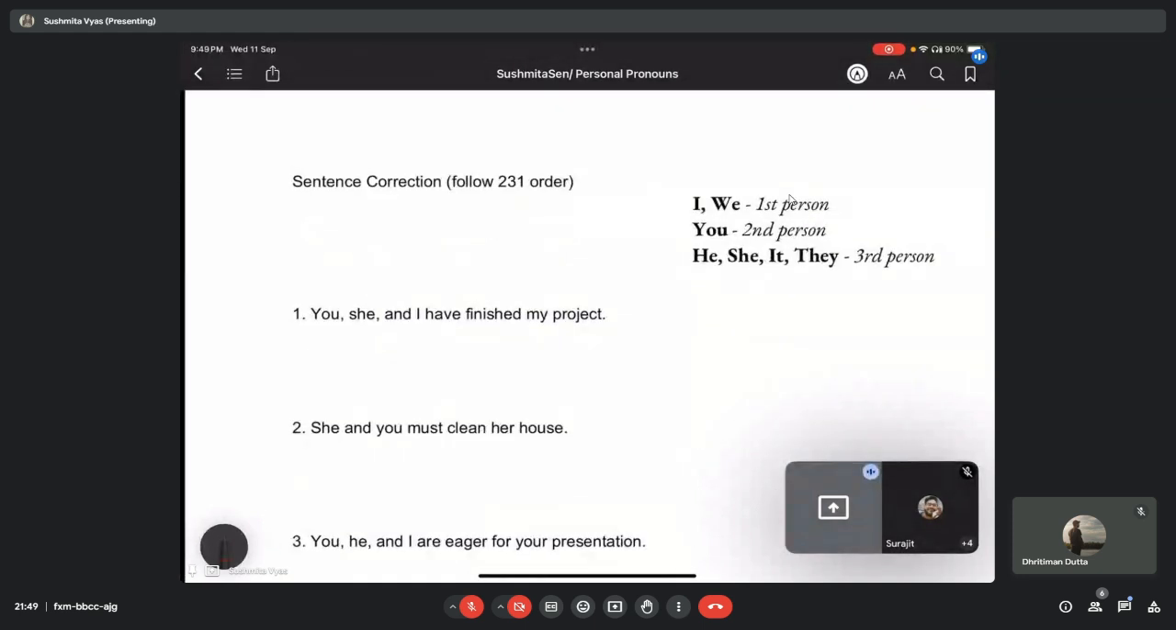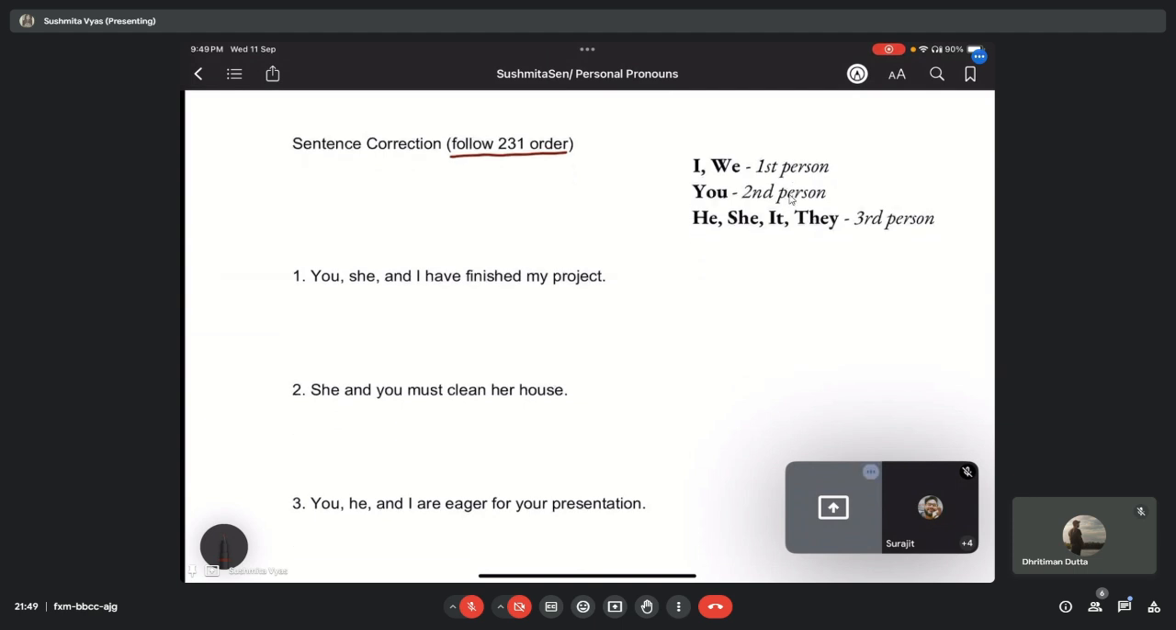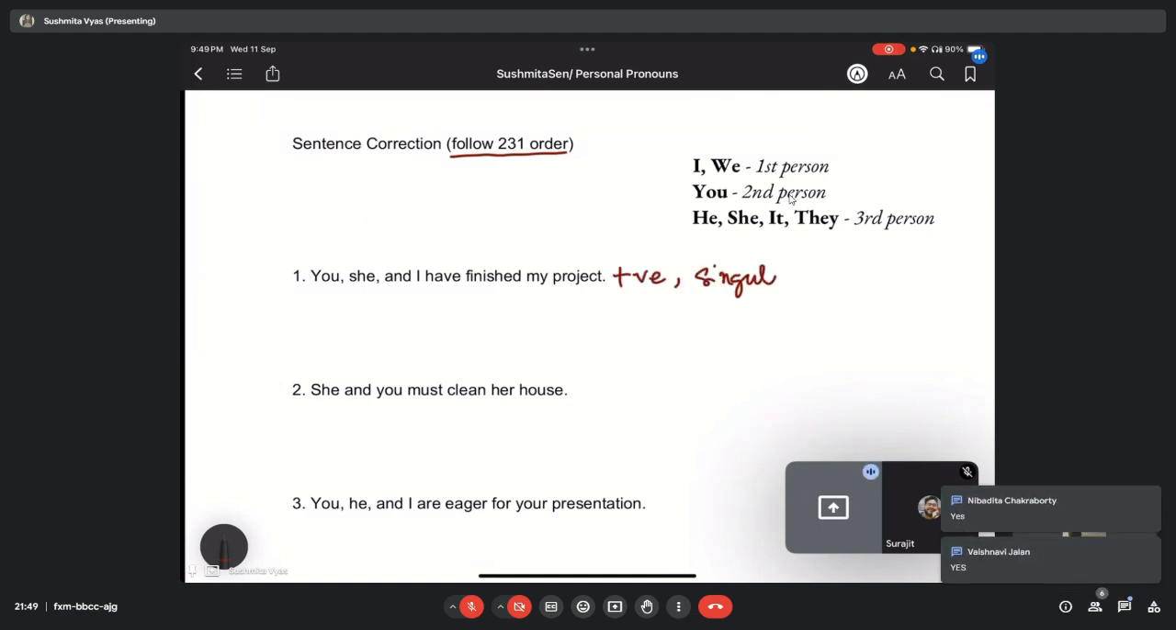Okay, now moving on to the next one. In this one, we will follow the 2-3-1 order, okay? 2-3-1 order we will follow. You, she, and I have finished the project. Is this in the right order? This is a positive sentence. It is a positive sentence and singular. So 2-3-1, this is right.